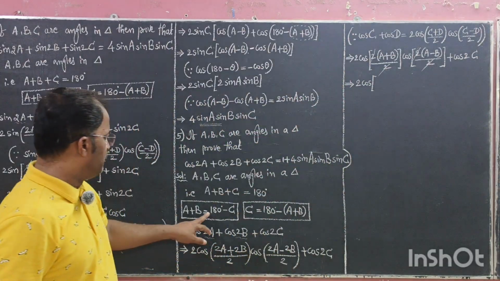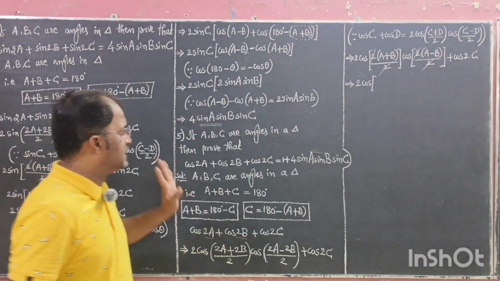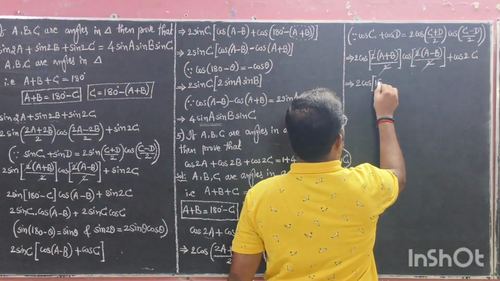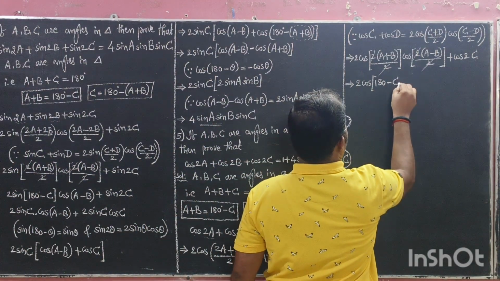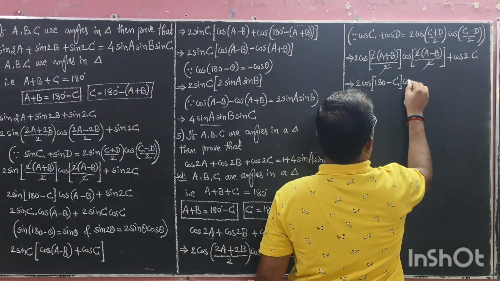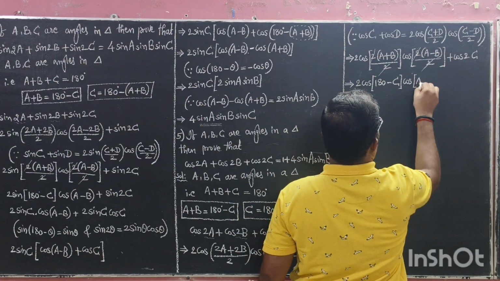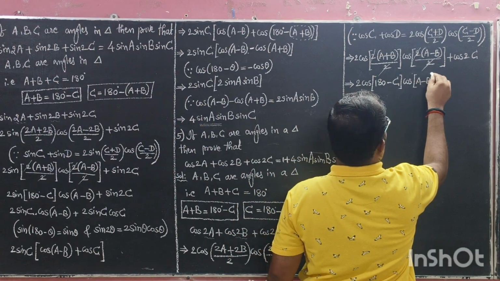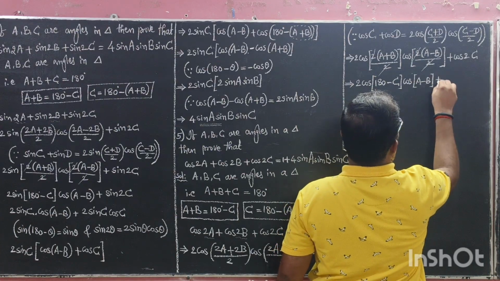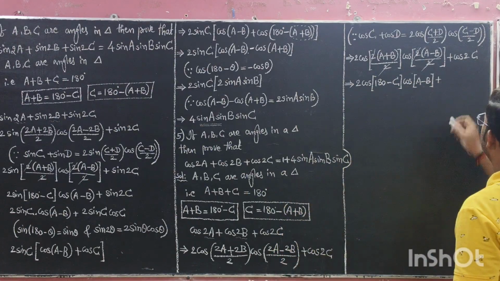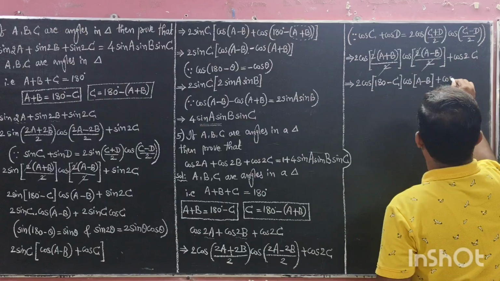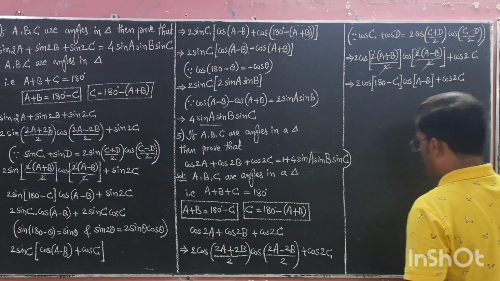Next, 2 cos of A plus B. What is the value of A plus B? It is 180 minus C. We have A plus B equal to 180 minus capital C. And cos of A minus B as it is. Next, cos 2C, write again as it is.